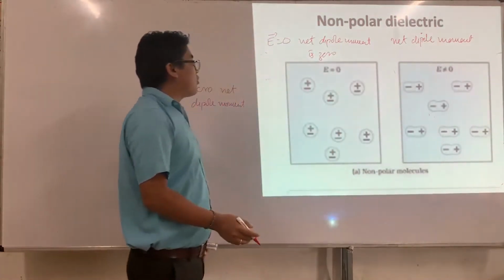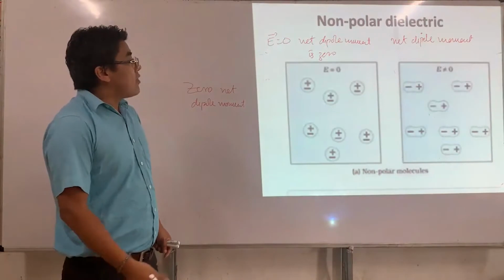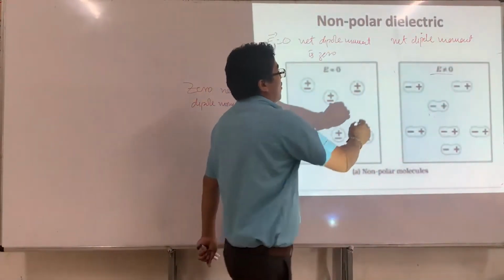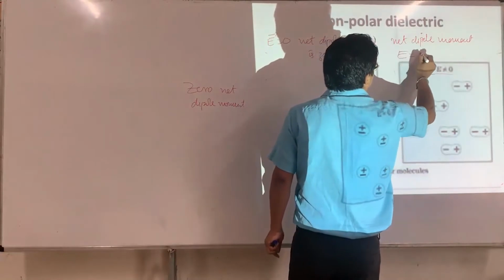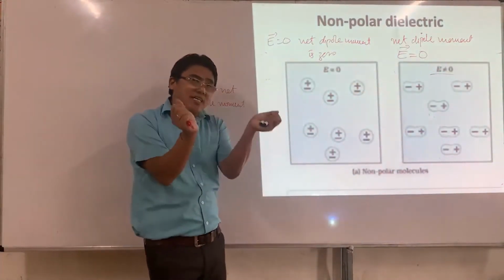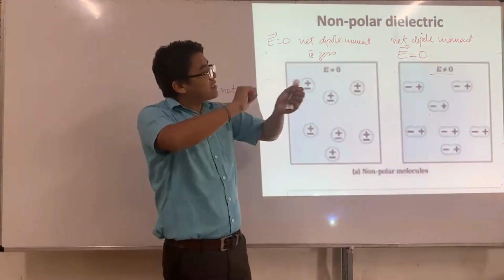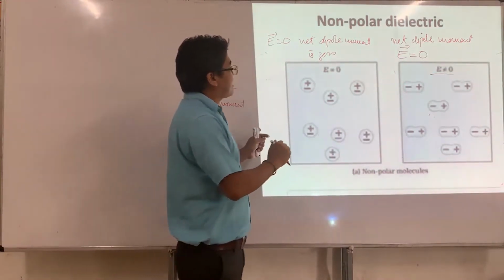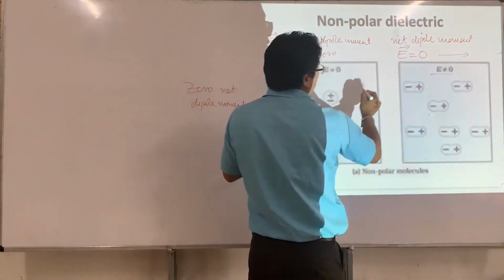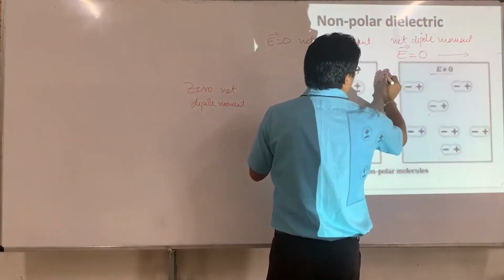Because each molecule has zero dipole moment. Now when I apply an external electric field, E is non-zero, and what happens is a stretching. Stretching of a molecule takes place if the electric field is along this direction. So look here, I will just give you one.